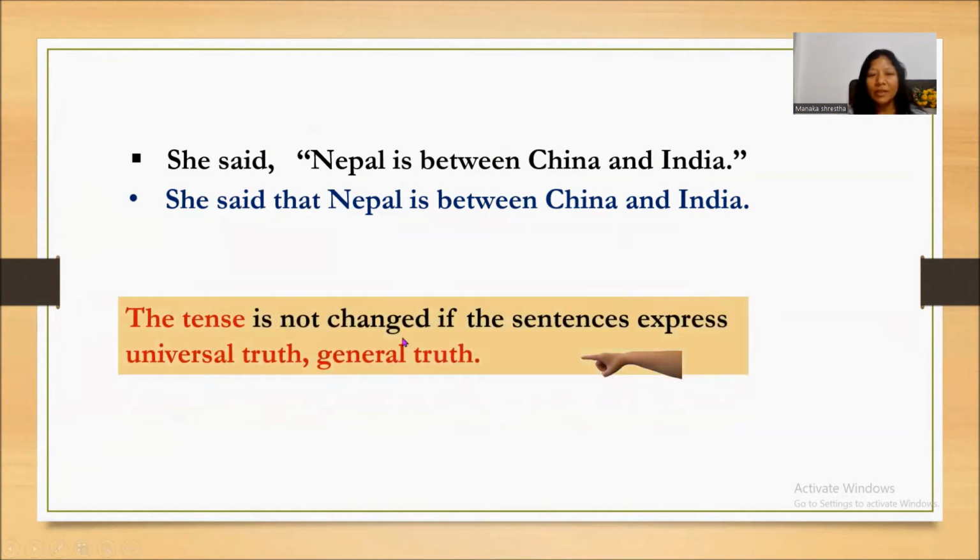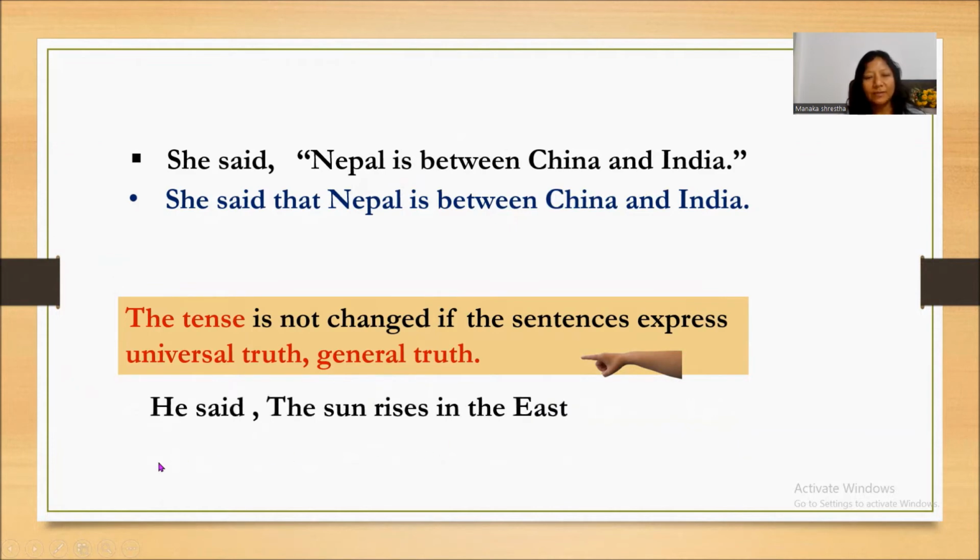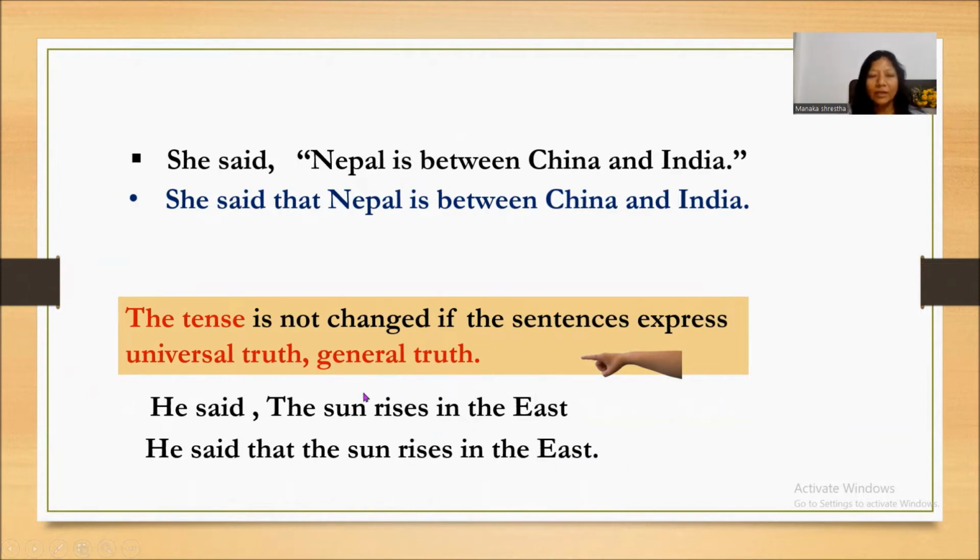The tense is not changed if the sentence expresses a universal truth, a general truth. Here, Nepal is between China and India, and it is a truth. That is why we don't change the tense. Okay, next example. He said, "The sun rises in the east," and he said that the sun rises in the east. So this is also true. This is a universal truth. That is why we don't change the tense of the reported speech.